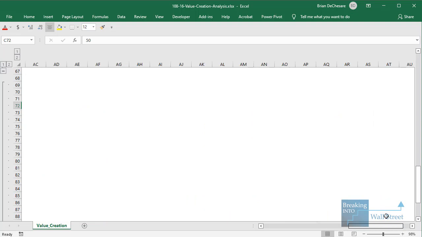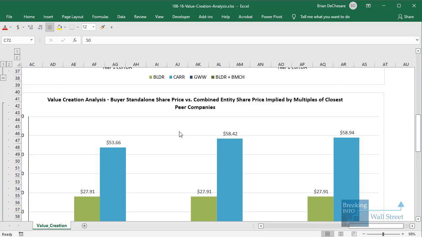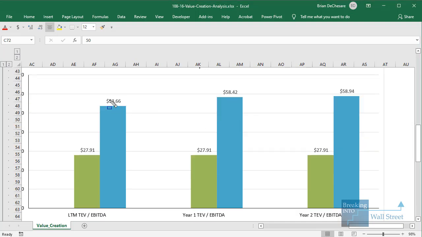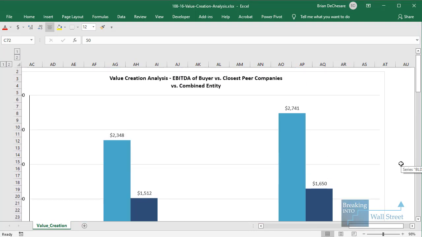And then you could go over and you could come up with these other graphs. For example, this one about showing the buyer's standalone share price versus the combined entity's share price. You can see here that it looks very good if you base it on this graph. And then if you go up to the top, you can see our justification.